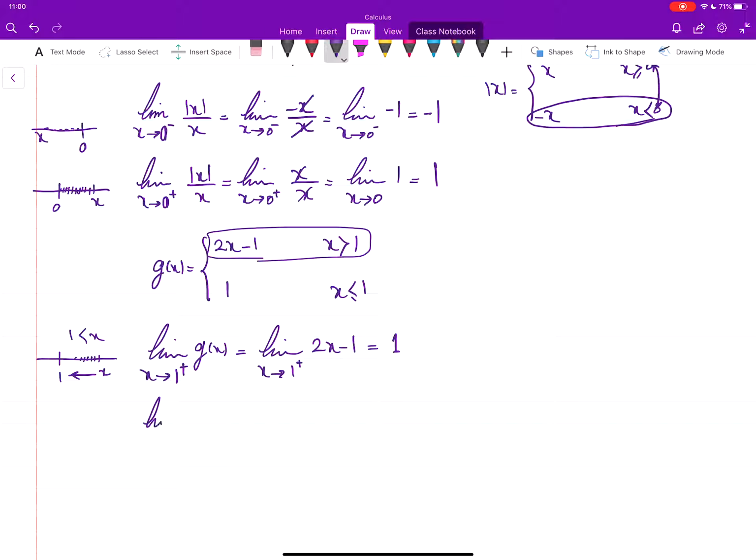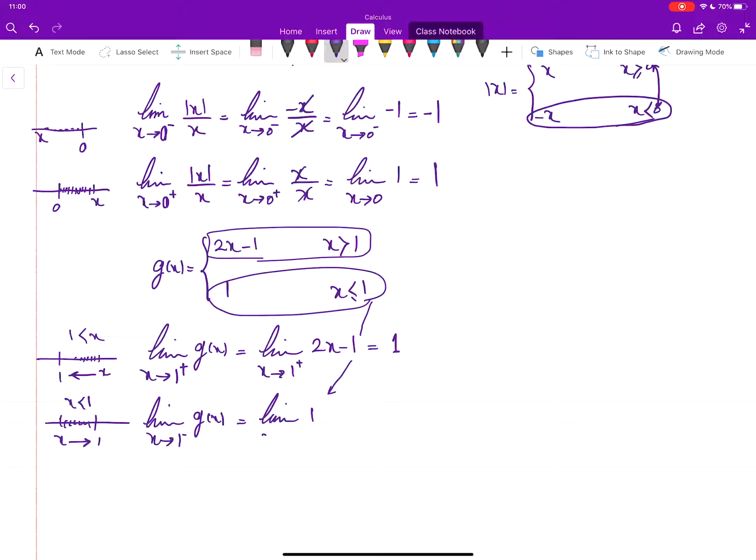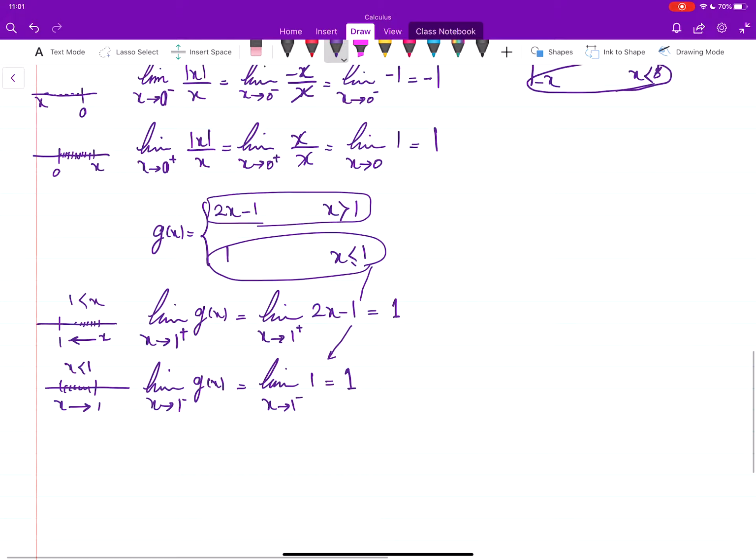What happens for the left limit of g of x? In this case, x approaches 1 from the left. It means that x has values less than 1, and then we can use this part of the definition. So it will be just the limit of constant 1, which gives us 1 again. Well, in this case, we have equal left limit and right limit.